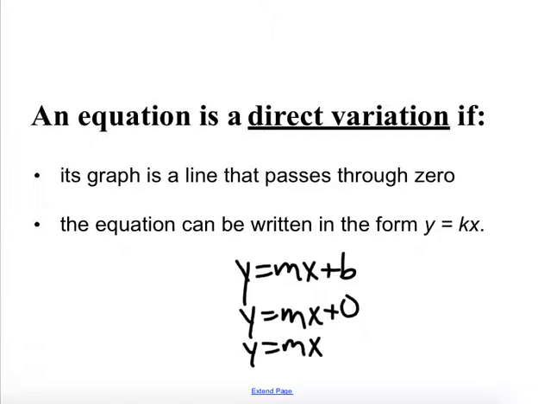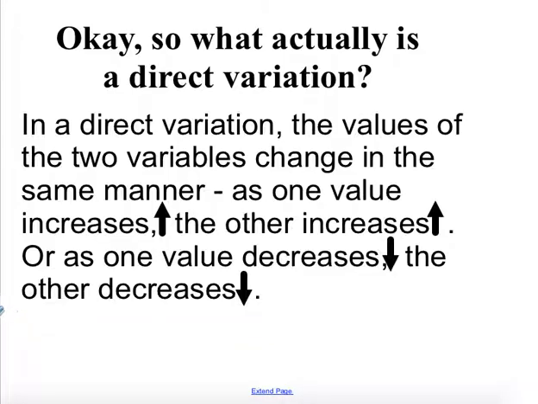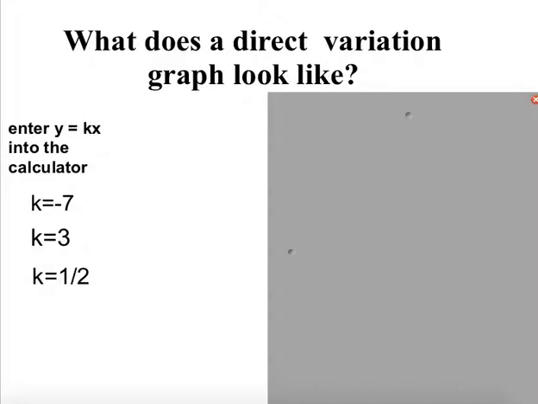Well, these special type of equations, we say we have this formula y equals kx to remind ourselves that we have this constant k that we can work with. So when one value increases in direct variation, so does the other. As one value decreases, so does the other. Okay, they go in the same manner.